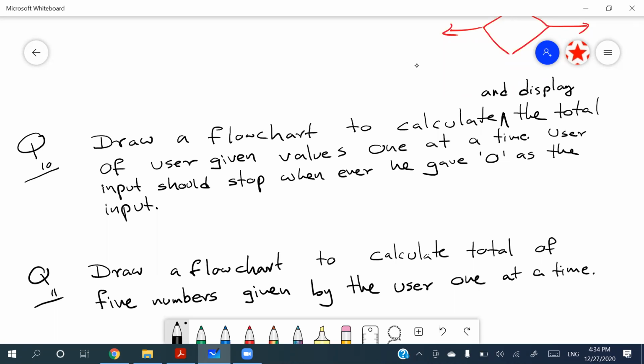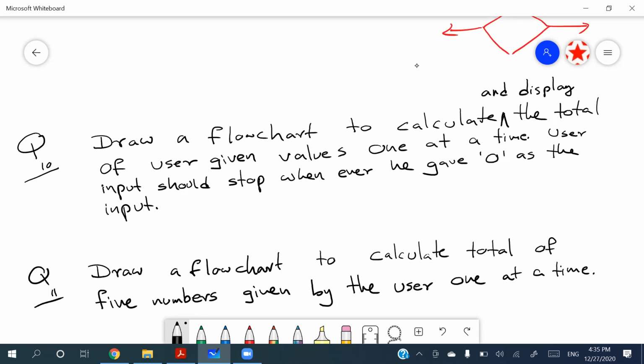The 10th question is: draw a flowchart to calculate and display the total of user given values one at a time. In the program, a message is always displayed, "enter number", and then the user gives numbers. For example, I'm the user, and I give 10 the first time. So okay, total is 10. Then you ask another number from me, right? I'm giving another number, 20. So 10 plus 20 is 30. Now you update the total.